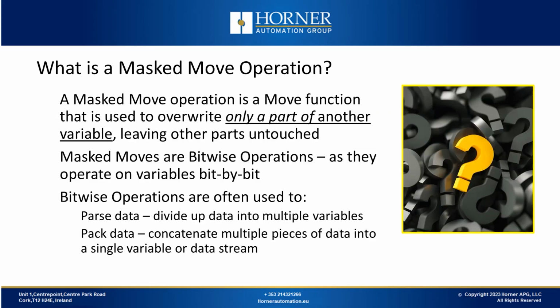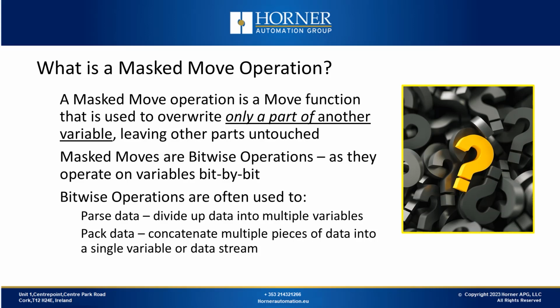A masked move operation is a move function which selectively overrides a portion of a variable while leaving the rest unchanged. In a move function, data is transferred from a source to a destination. With a masked move, only a specific portion of the data is moved, overwriting a corresponding section of the destination. Masked moves are classified as bitwise operations, which operate on variables bit by bit.